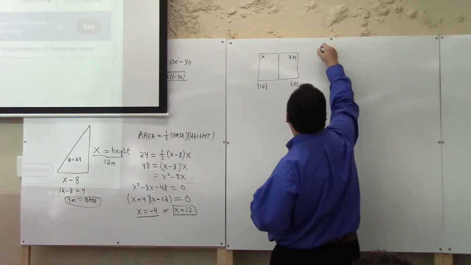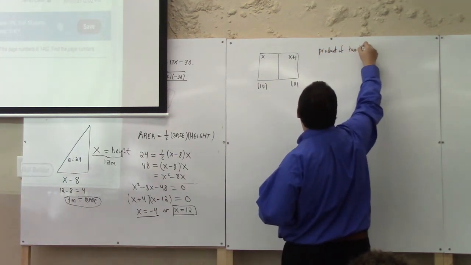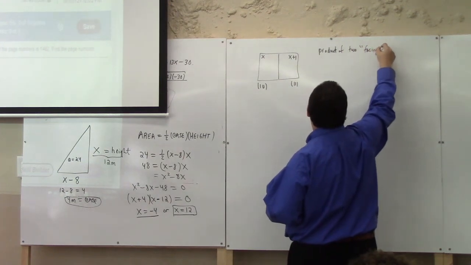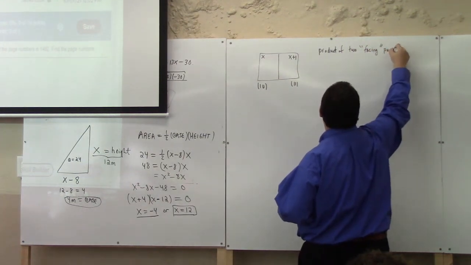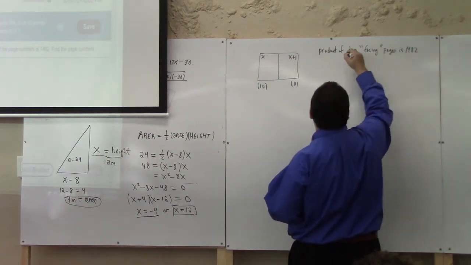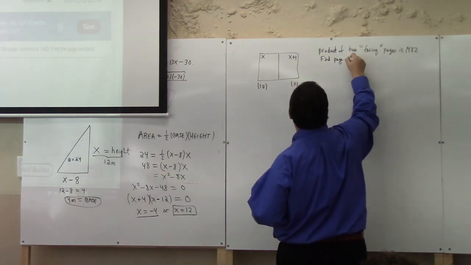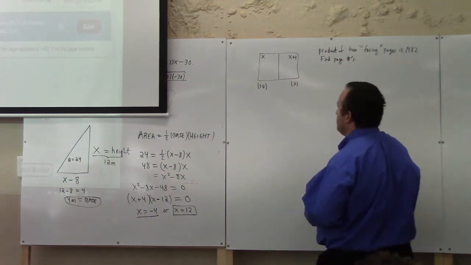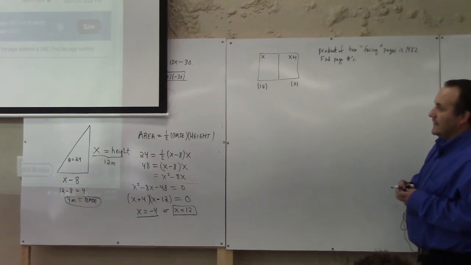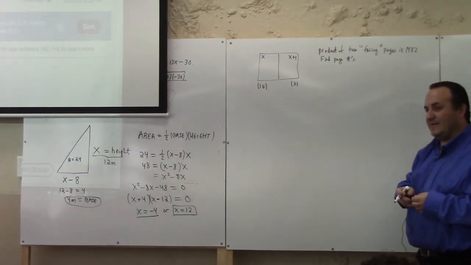So again, the product of 2 facing pages is 1482. We're supposed to find the page numbers. This is a more convenient problem to put on a test because it doesn't require me to make a diagram of a sail. Just saying.